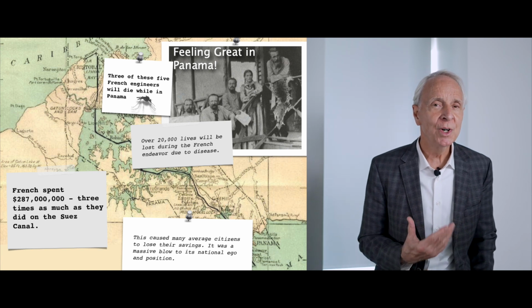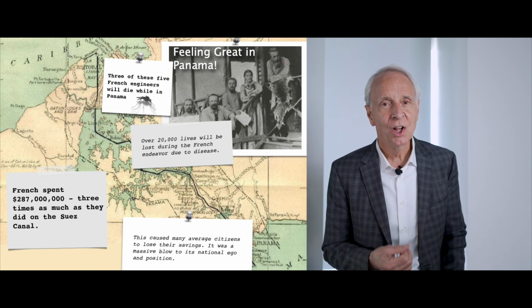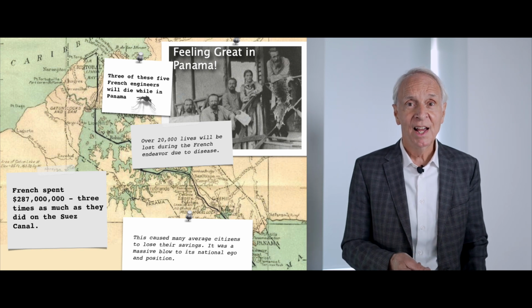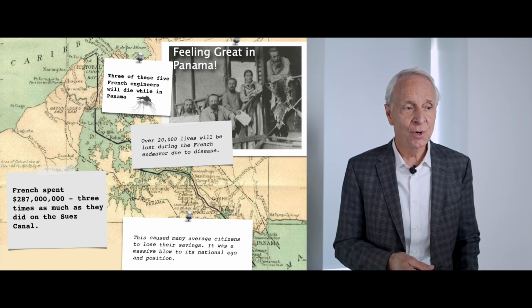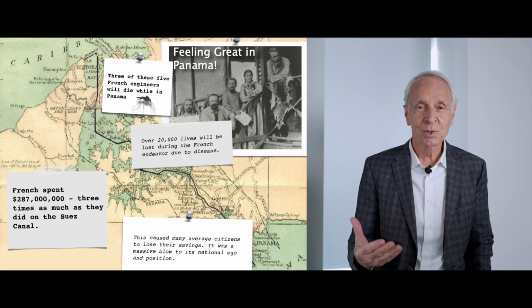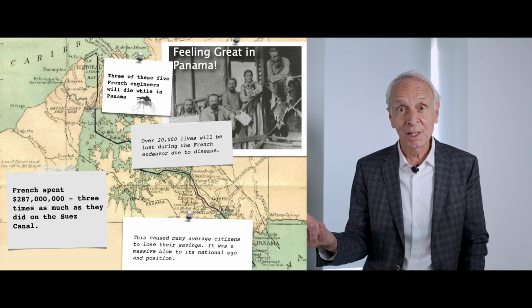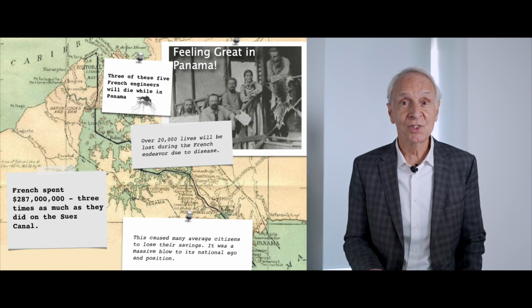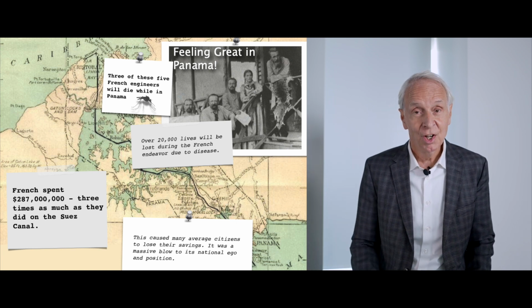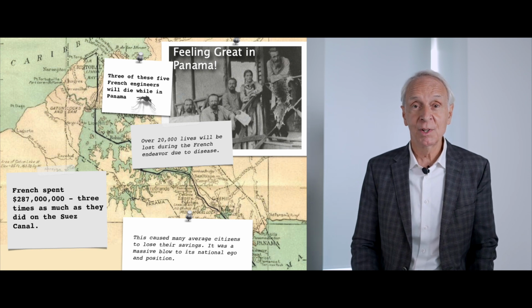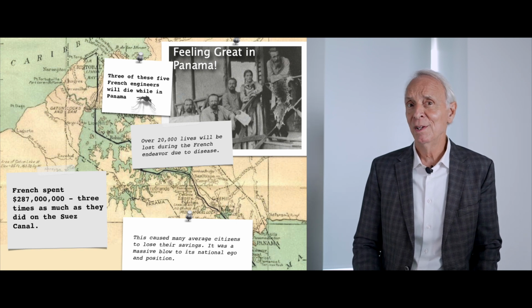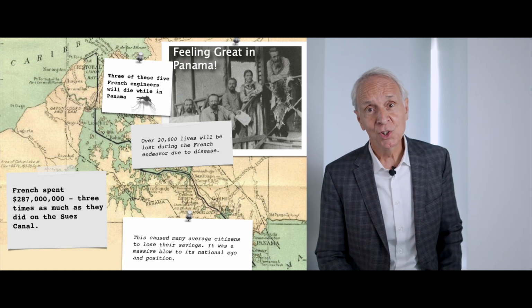The French spent $287 million, 3 times as much money as they had spent on the successful Suez Canal, and still they had nothing to show for it. This, of course, was because it was privately financed by French families. It was a disaster to the economy of France. All these people lost their savings, and there was huge rage over the whole failure in France. The national ego actually was greatly diminished. This idea of the French being the best engineers in the world, well, maybe not, because of this huge failure.